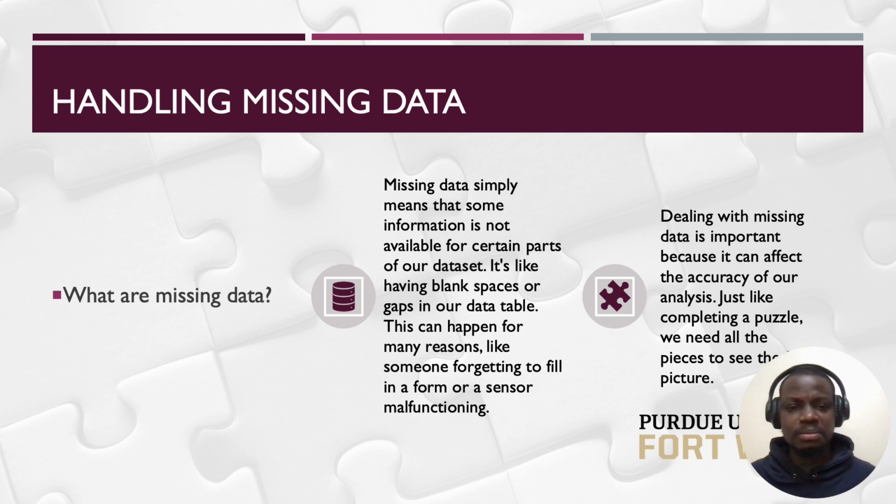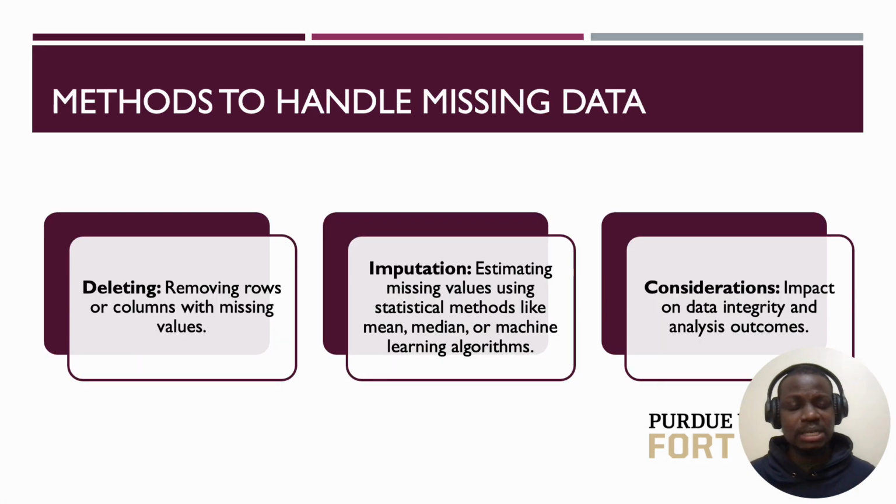So how do we handle those missing data? What are the methods to handle missing data? Deleting: you could remove rows or columns with missing values. You could also do what we call imputation, which means estimating missing values using statistical methods like mean, median, and mode, which I already talked about in module one. Machine learning algorithms, we'll get there.